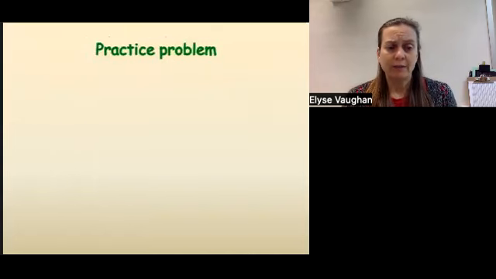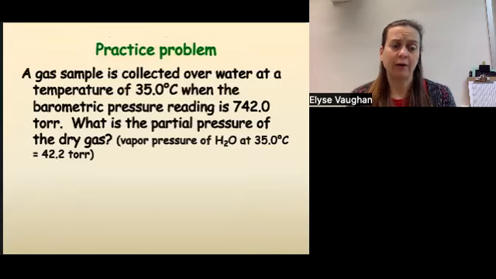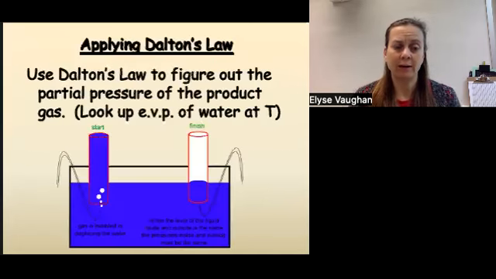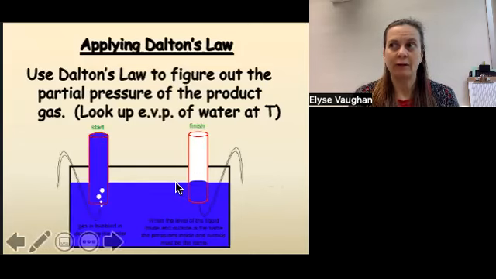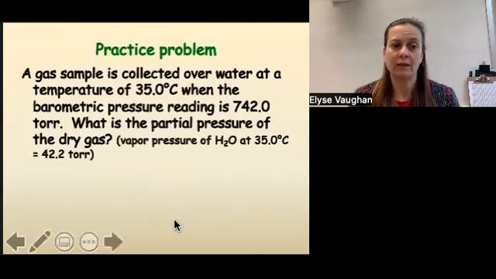So here's a practice problem with that type of problem. We collect our gas sample over water. Our temperature is 35 degrees Celsius, and the barometric pressure reading is 742 torr. We know from our experimental design that when the level of the liquid inside the tube and the level of the liquid outside the tube are the same, then the pressure inside and the pressure outside are the same. And so this barometric pressure is the pressure inside the tube.